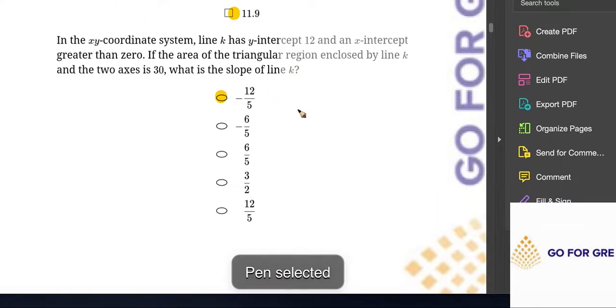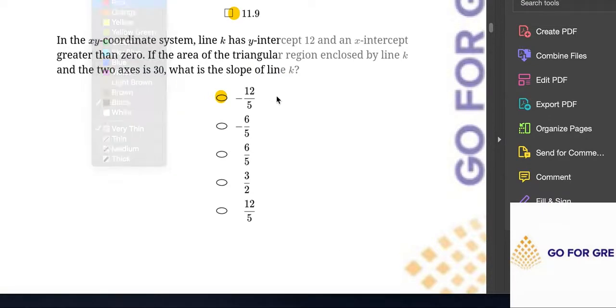Question number 4. In the xy coordinate system, line K has y intercept 12 and x intercept y. Now I have to read the whole question, then I can build my solution. If it is talking about area, I know base multiply height is equal to 30. Now y intercept, I can draw this diagram again.